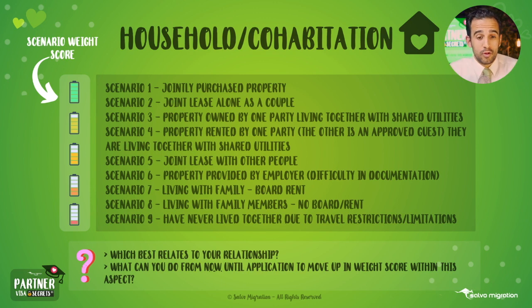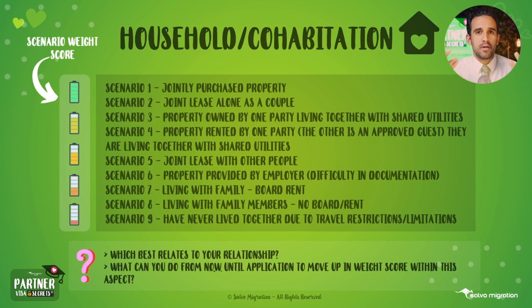Then we work our way down from there. I would say couples that have a joint lease alone as a couple is a really good scenario. The lease is a very good piece of evidence that a couple are cohabitating. It's a legally binding contract between the couple and a third party, and it's a financial liability that they're sharing. They're both responsible and jointly liable to pay the rent in that lease. So not only is it good proof of cohabitation, but again, it's good proof of the financial aspect of that couple.